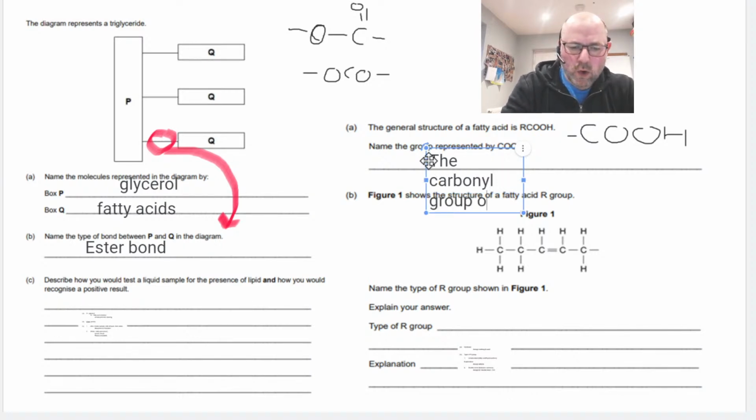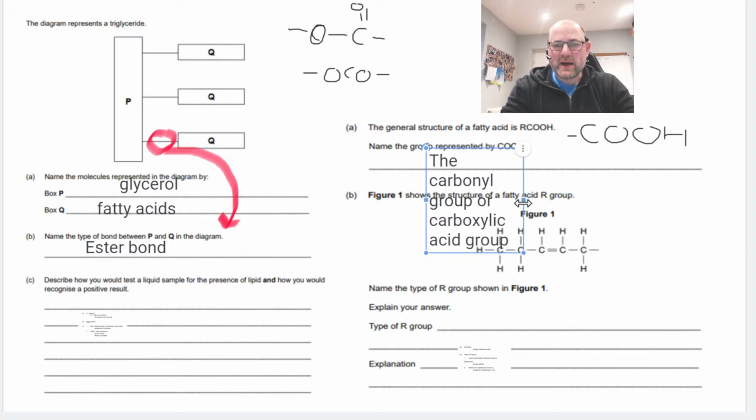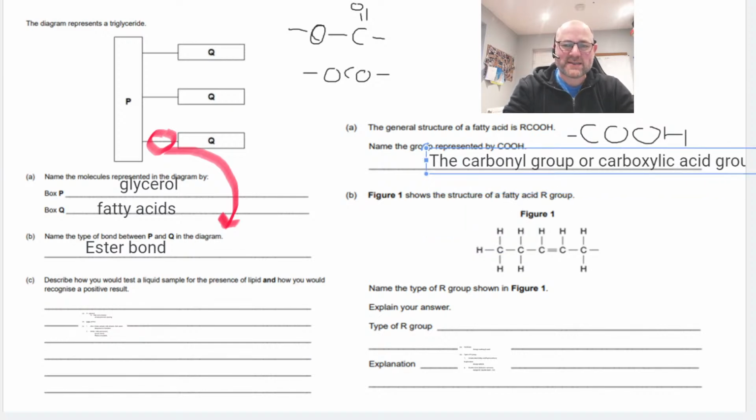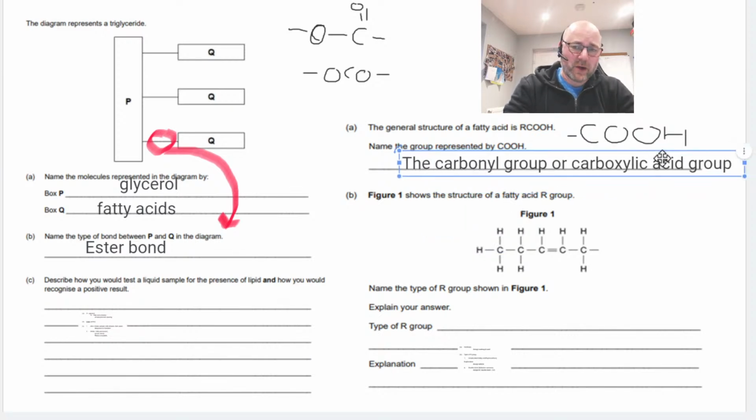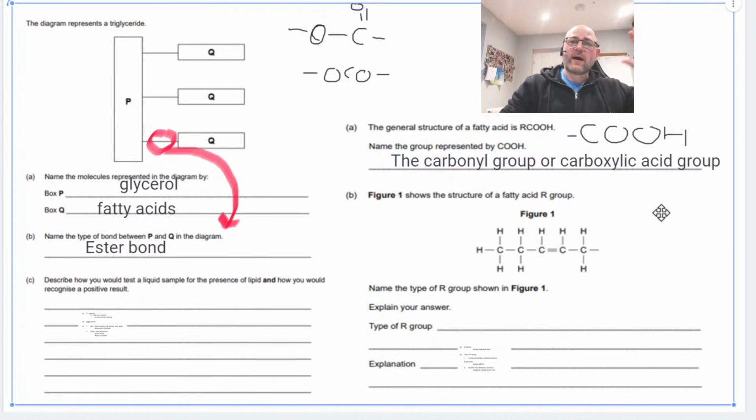Yeah, that's the carboxylic acid group. So that's why they're called fatty acids, because on the fatty acid, there's always a carboxylic acid group. Okay, well, they have an ester bond when they form a triglyceride. They don't have an ester bond till then. Yeah, some of this is GCSE, so some of it transfers over.